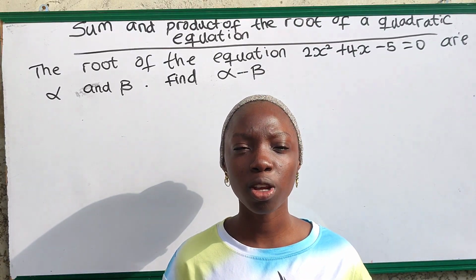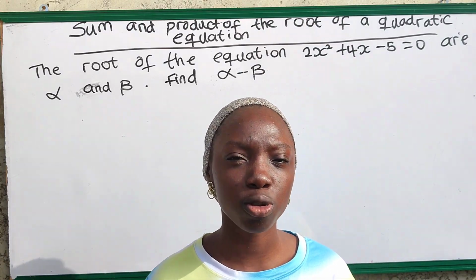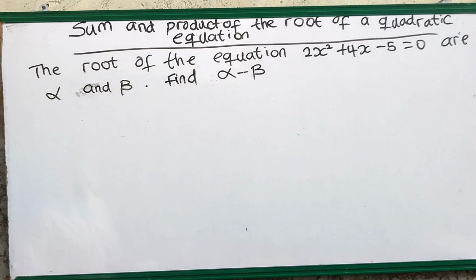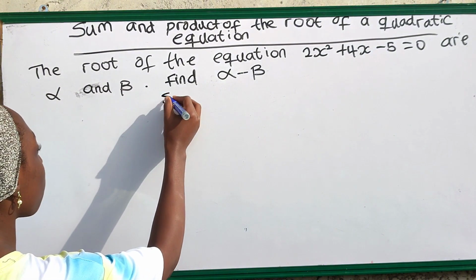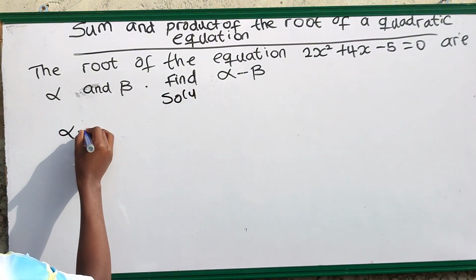In this video, I will be solving a question on sum and product of the roots of a quadratic equation. The roots of the quadratic equation 2x squared plus 4x minus 5 equals 0 are alpha and beta. Find alpha minus beta. So we are solving for alpha minus beta. Solution: alpha minus beta.